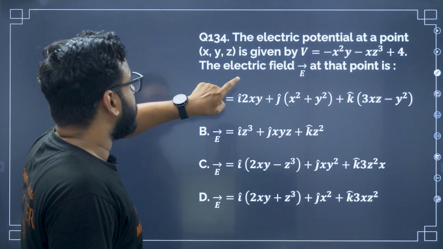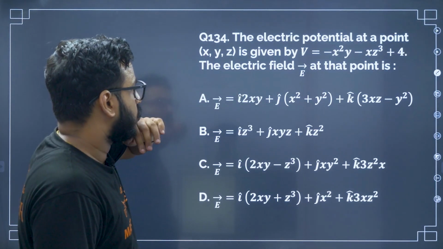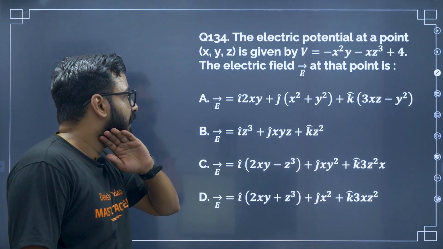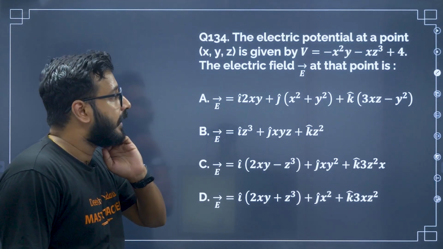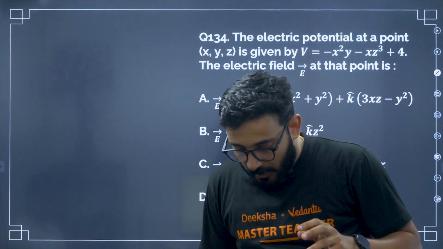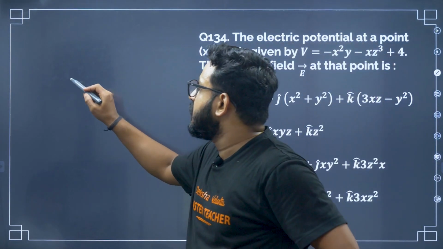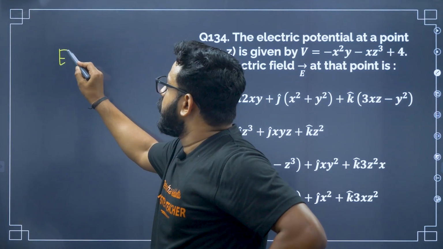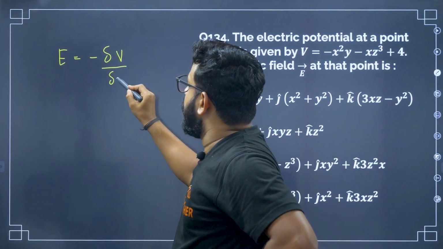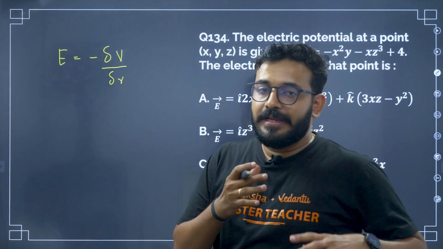The electric potential at a point x, y, z is given by V is equal to minus x square y minus x z cube plus 4. Okay, the electric field E vector at the point, what is the vector? Electric field vector. Now most of you might be aware of the formula, that is E is equal to minus del V divided by del R. Now what does this del V by del R actually mean?